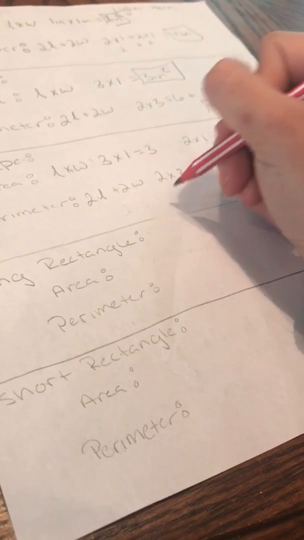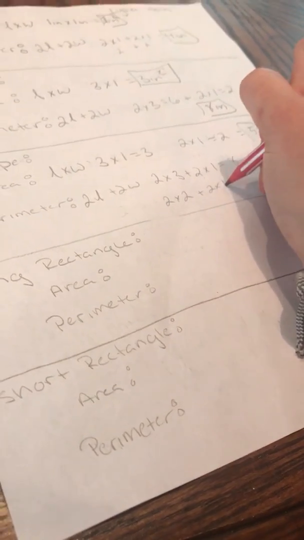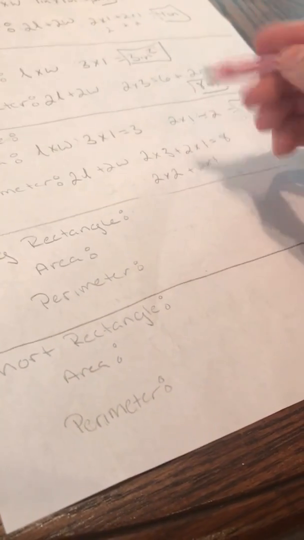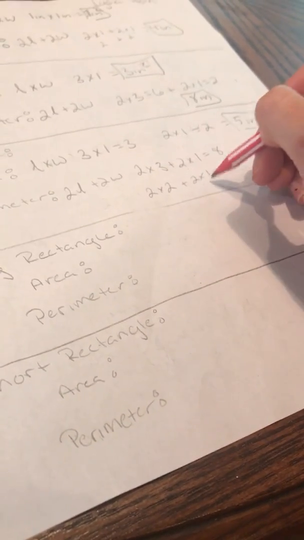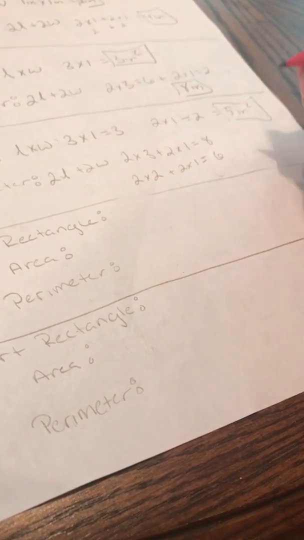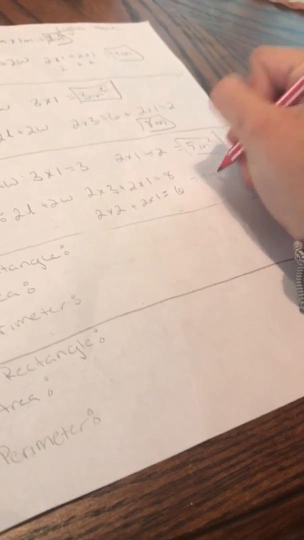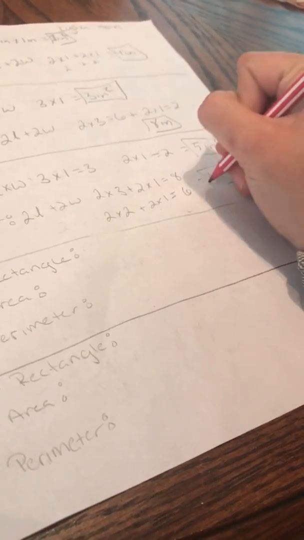For our second one, it's going to be 2 times 2 plus 2 times 1. 2 times 2 equals 4, 2 times 1 equals 2, and so that's going to be equal to 6. And we're going to add those. 8 plus 6 equals 14 inches for our perimeter of this T-shape.